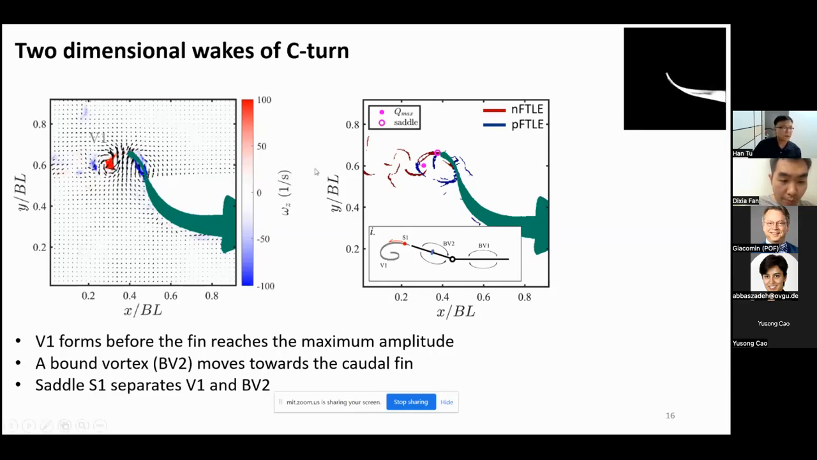On the right, we also extract coherent structures of the wake using FTLE. Here the red lines are the negative FTLE ridges, which indicate attracting material lines, and the blue ones are the positive FTLE ridges, which mean the repelling material lines.